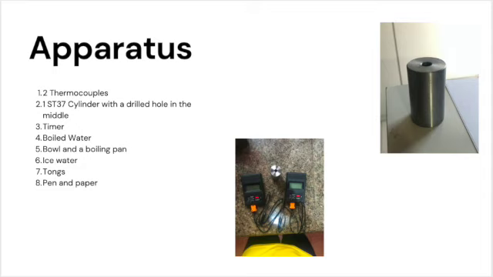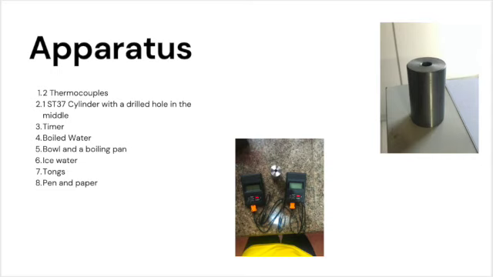Boiled water, a bowl, and a boiling pan so you can heat up the water. Ice water, and tongs. The tongs are a really crucial apparatus in this, because after you are finished with the heating process, you need to immediately and safely transfer the cylinder from the hot water to the cold water. And then pen and paper to jot down the timer.